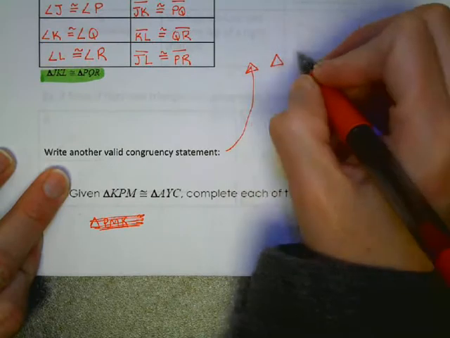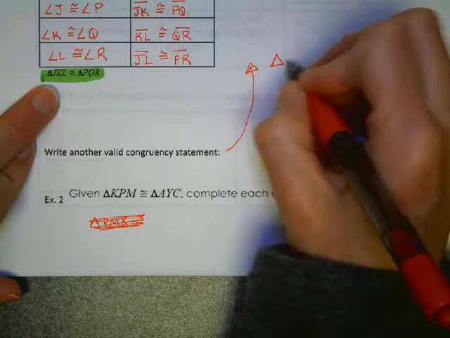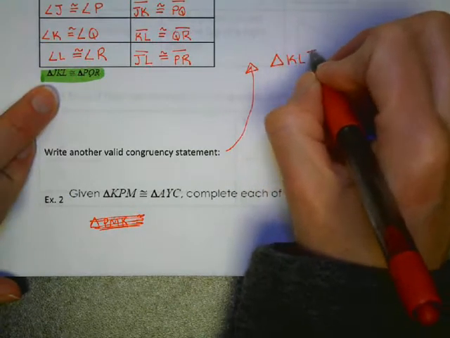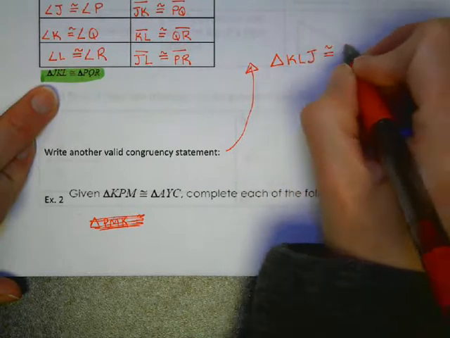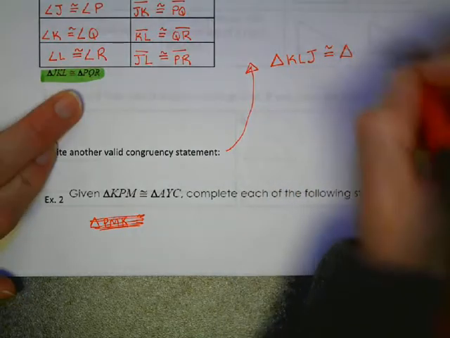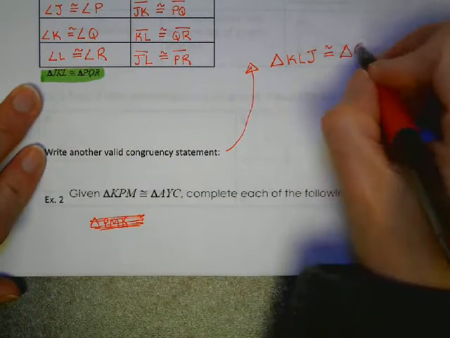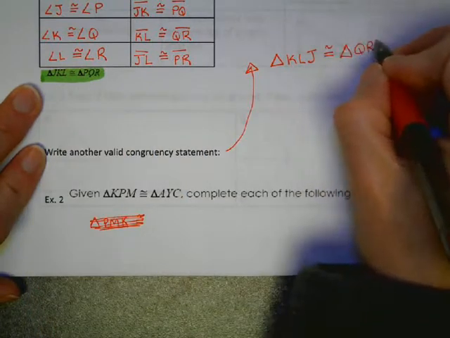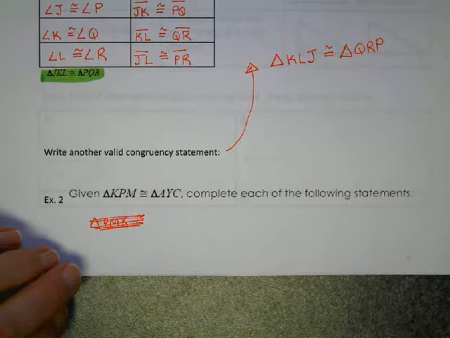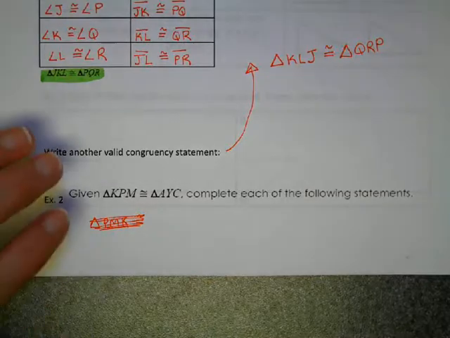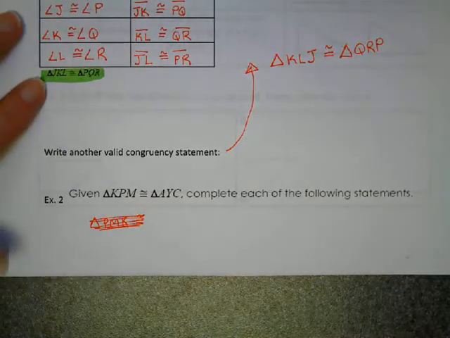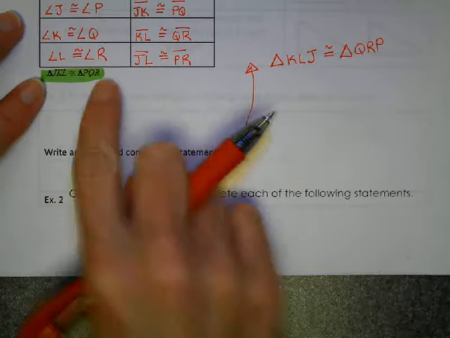So triangle JKL, let's do KLJ, is congruent to triangle QRP. This is another way to write the triangle: you just rearrange the order of the first one and then match its corresponding parts in the second one.